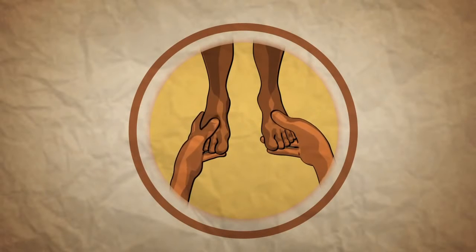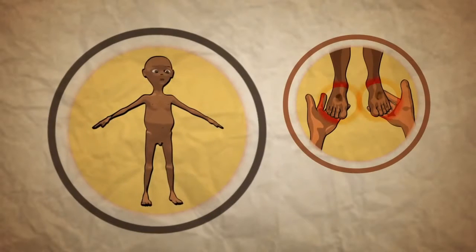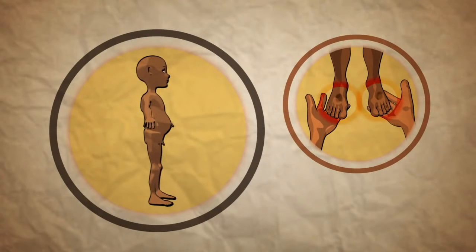And finally, one should feel for edema on both feet by pressing gently with the thumb on the top side of each foot for at least 3 seconds. If a dent remains following the pressing, this is called pitting edema. After performing these tests, it may be necessary to refer the child to a medical officer or hospital.